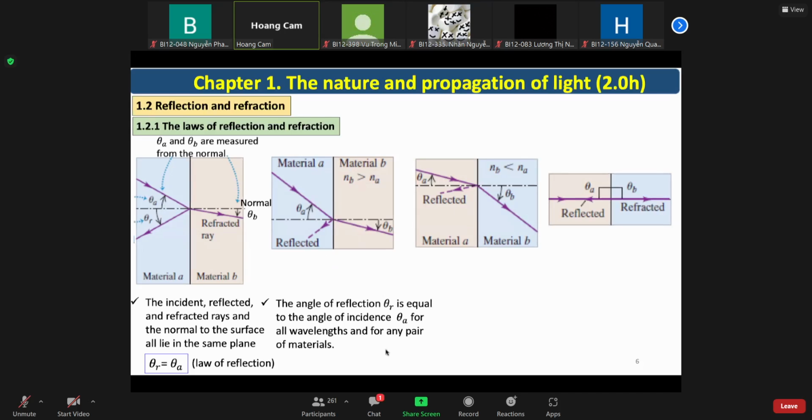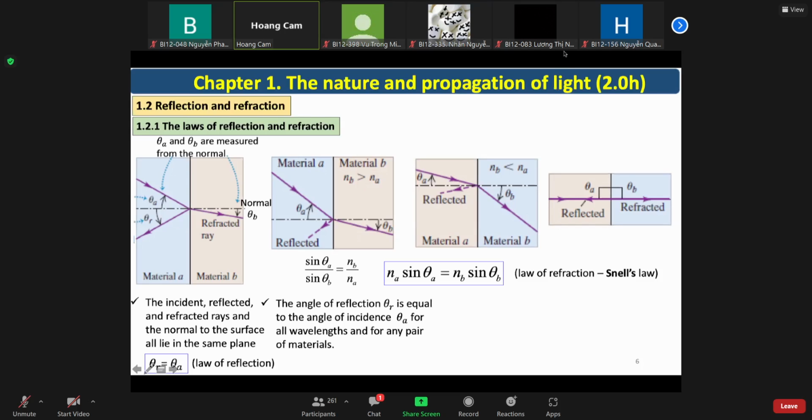So a higher refractive index in these materials comes with a smaller angle here. And you can have NA multiplied by sine theta A equals NB multiplied by sine theta B. So it is the law of refraction, and the name of this law is Snell's law.